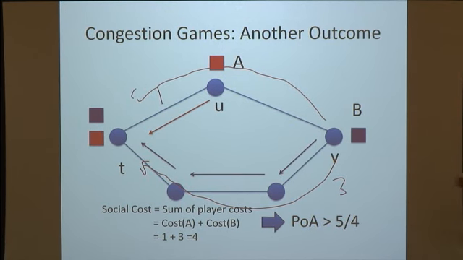So in fact, for this example itself, the price of anarchy is at least 5/4, because we saw an equilibrium outcome where the price of anarchy was 5. Now it is 4. Okay.